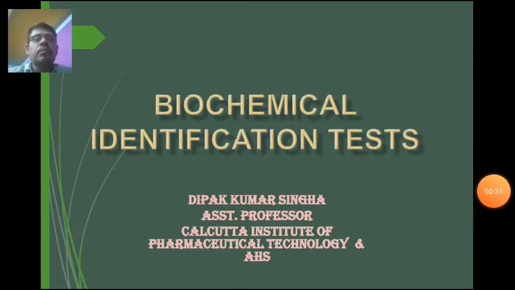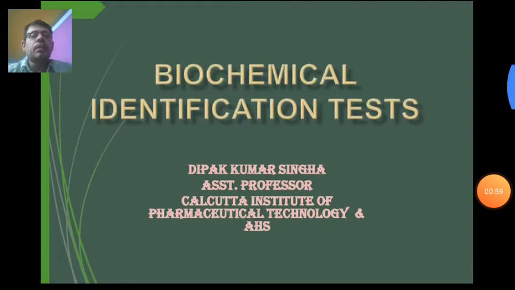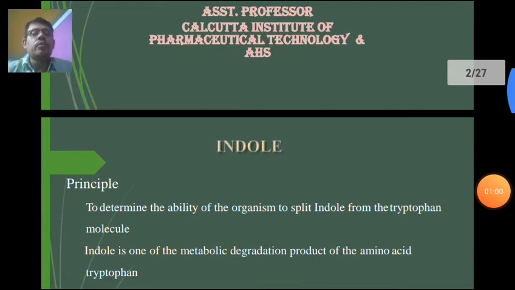Last class we discussed the IMViC tests: indole, methyl red, Voges-Proskauer, and citrate utilization test. These tests are for the identification of microorganisms. Basically, microorganisms produce specific biochemical parameters, and those parameters can be identified by different specific reagents, and ultimately we get to know which organism is produced from this.